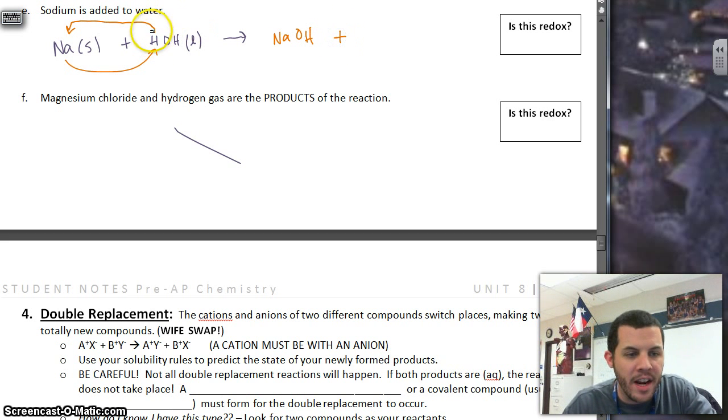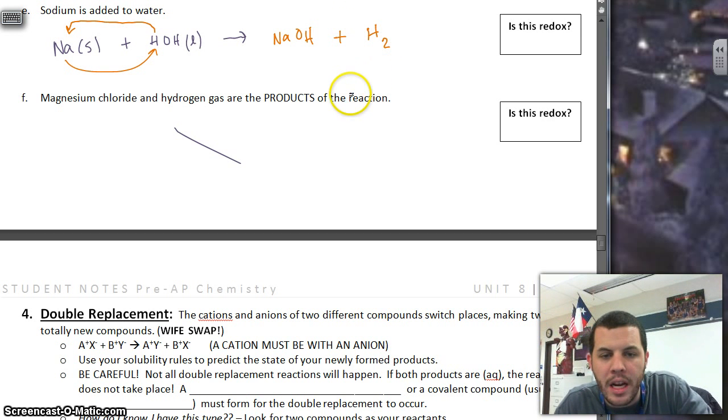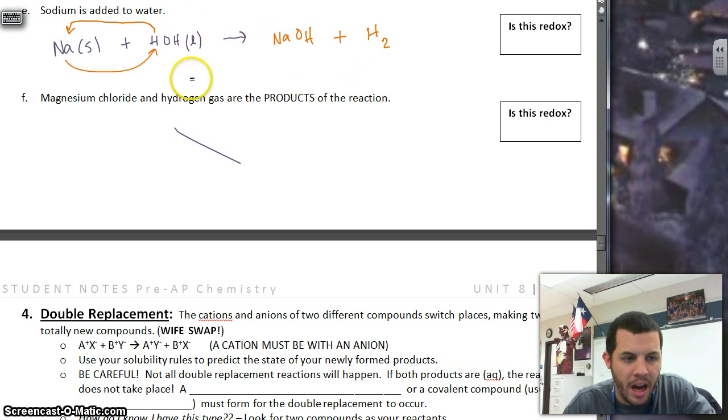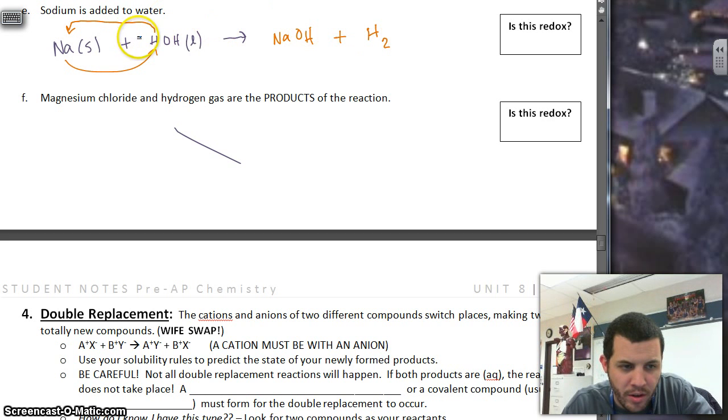Plus, then I've got H to come over and be by itself, but can H ever really be by itself completely? No, it can't, because it's diatomic, so it's going to be H2. So now when we are balancing this out, I've got one sodium, one hydrogen, two hydrogens, one hydroxide, one hydroxide. So if I put a 2 here, and then a 2 here, and then a 2 here, that should get it. So that is going to be my balanced reaction.